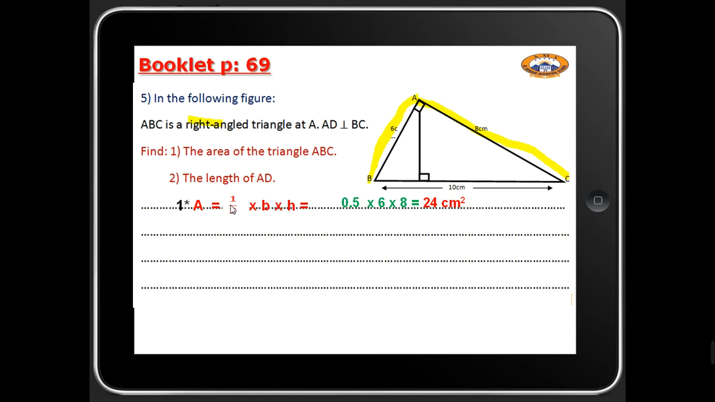Okay, so I'm going to multiply by half. I'm going to change it to 0.5, as I learned how to convert a half to a decimal. So half equals 0.5 times the base and the height, 6 and 8. So 0.5 times 6 times 8 will give me 24 square centimeters. So now I have calculated the area of this right angle triangle. Now I need the length of AD. AD here is the height of the triangle.